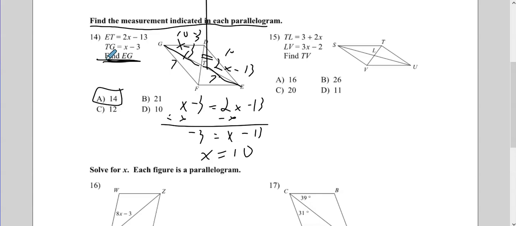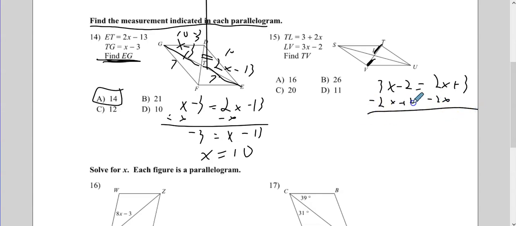Okay, TL is a little short piece right here. LV is the little short piece right here. They are equal to each other. So all we do is say 3x minus 2 equals 2x plus 3, same as 3 plus 2x. So I'm going to subtract 2x from both sides. And if you want to, you can add 2 to both sides and move the number over at the same time. That gives me x is 5.